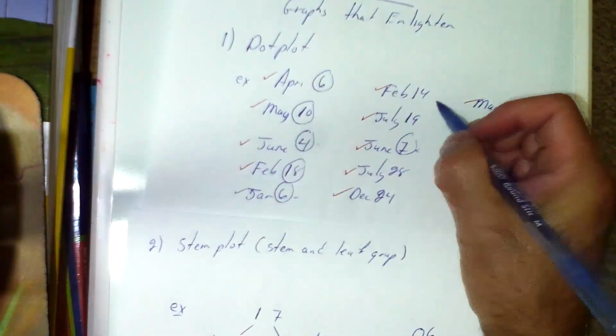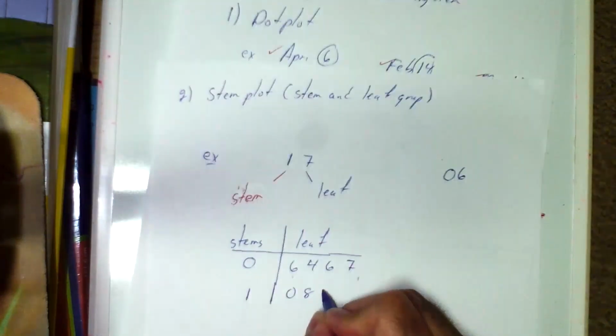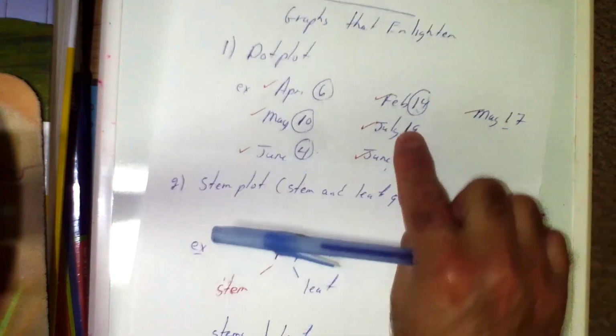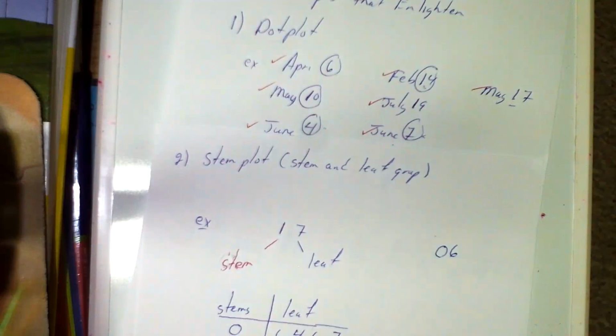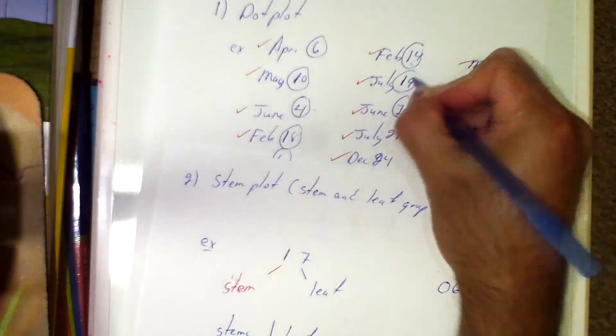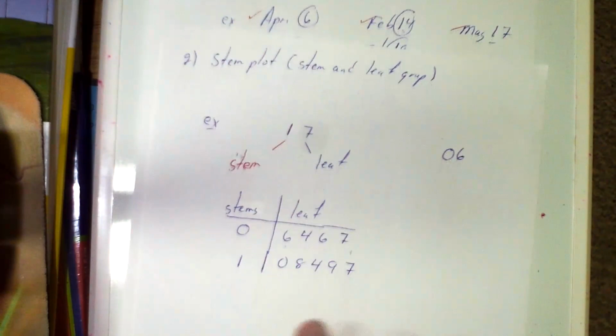The next value that has a 1 in front is the 14. So I'm going to put the 4 next to the 8 on the 1 stem. Right. 19 also has a 1 in front, so it's going to go here. And 17. That 7 goes in. Right. So you can read them back: 10, 18, 14, 19, 17.